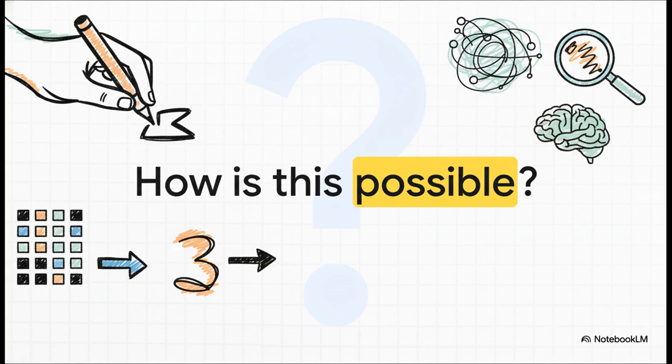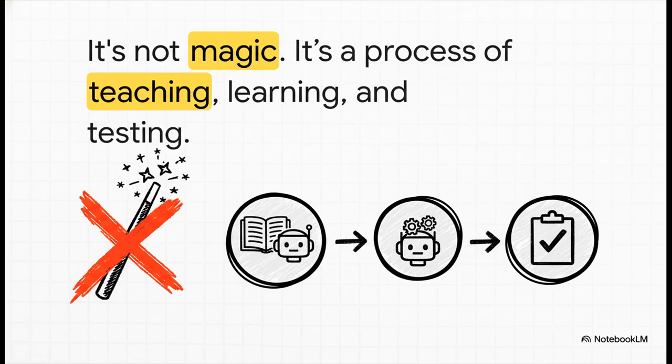How does a machine go from just seeing a bunch of dots on a screen to actually understanding a concept, a number? Well, here's the secret. It's not magic, not at all. It's actually a process, a really logical one. You can think of it like this. First, we teach it. Then it learns. And finally, it takes a test. And we are going to walk through every single step of that process together.